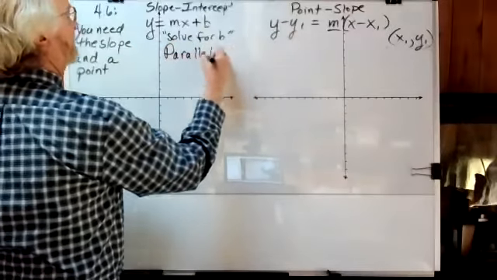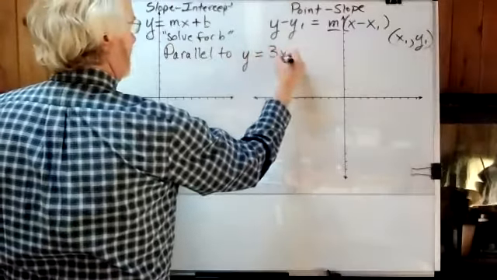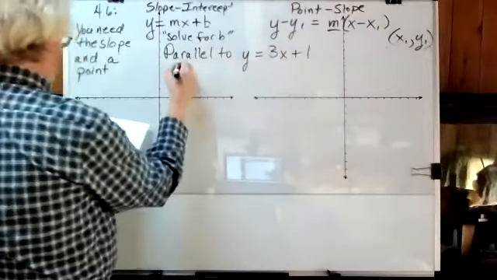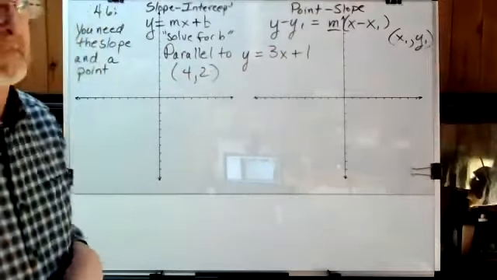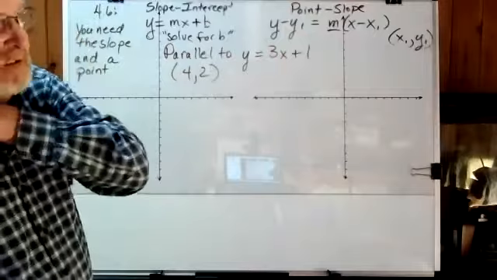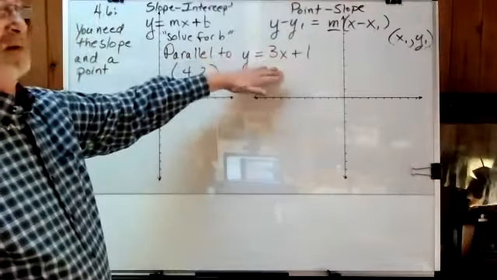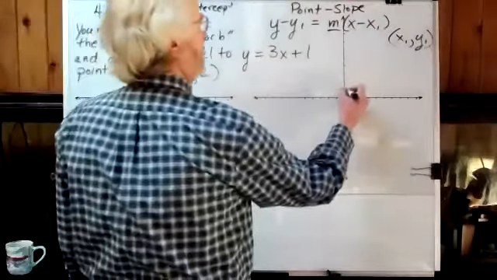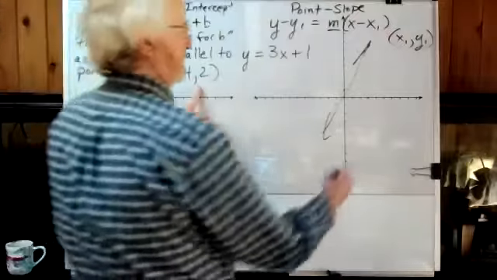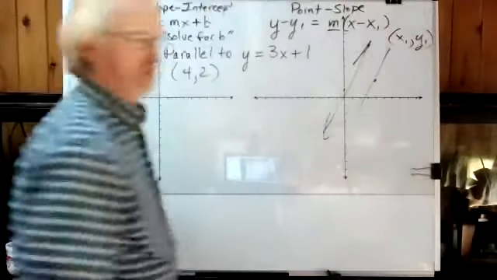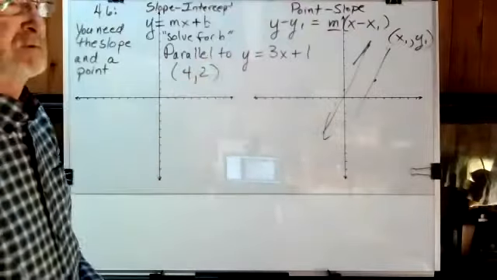I want the equation of a line that's parallel to y = 3x + 1, but it goes through the point 4, 2. Definitely something you're going to see, parallel or similarly perpendicular. I know this equation for some line, 3x + 1, it's some line that looks about like that. But I want a line that goes through 4, 2. So it's over here. I want the line that's parallel to the first one, but goes through some other point.